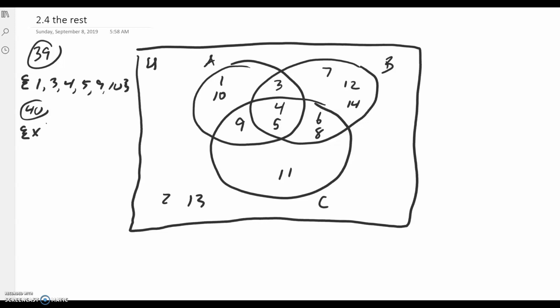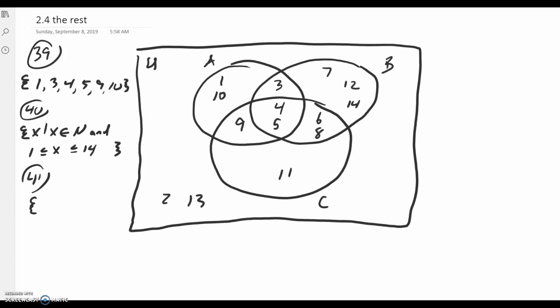So let's say it's the set of all x's such that x is an element of the natural numbers, and x is in between 1 and 14, but it can include 1 and 14. So we have the set of all x's such that x is a natural number and x is included in between 1 and 14.